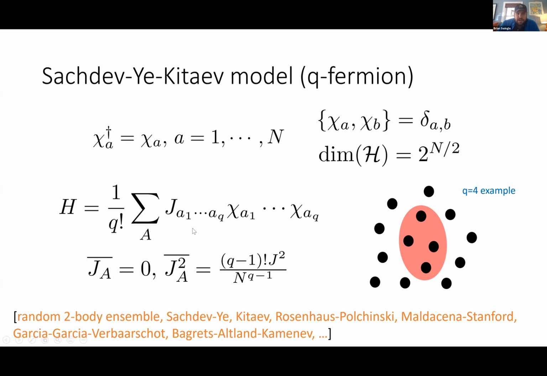And each has an independent Gaussian random coupling, which is independent of time. So I really have an ensemble of Hamiltonians here. The average of the couplings is 0 over this ensemble, and the variance has this standard form that depends on n in a certain way, so that thermodynamic properties are extensive. And there's, of course, a very large body of work studying this. I won't even try to mention or do it all justice, but this is the starting point.